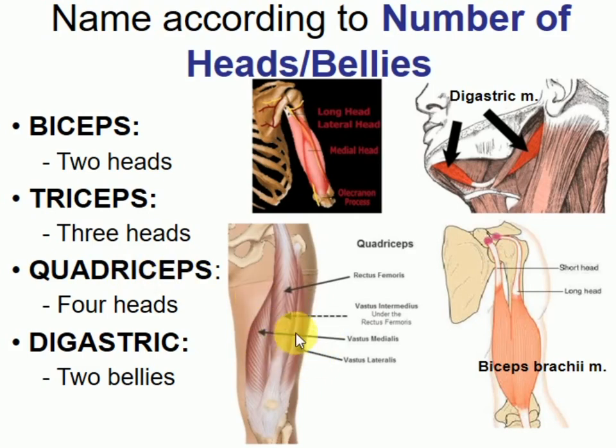Quadriceps hii hapa inaitwa quadriceps, ina four heads na ni kama vile ina branches. Unaona kuna rectus femoris. Rectus femoris is one among the parts of quadriceps femoris. Kwa quadriceps hiyo muscle kuitwa quadriceps inakuwa na muscle nne ndogo ndogo ndani. Unaona kuna rectus femoris, kuna vastus intermedius, kuna vastus medialis na vastus lateralis. Tukijumlisha na rectus femoris tunakuwa tuna four muscles.